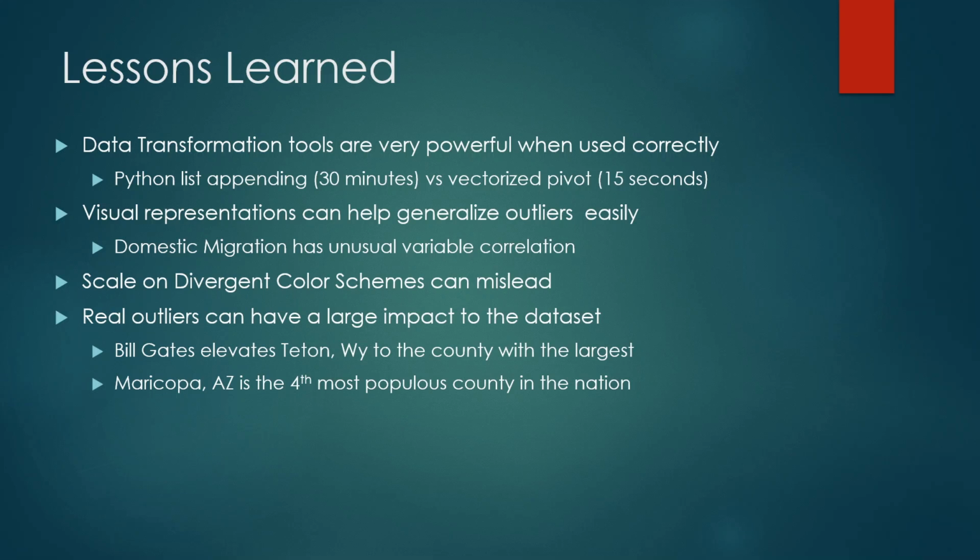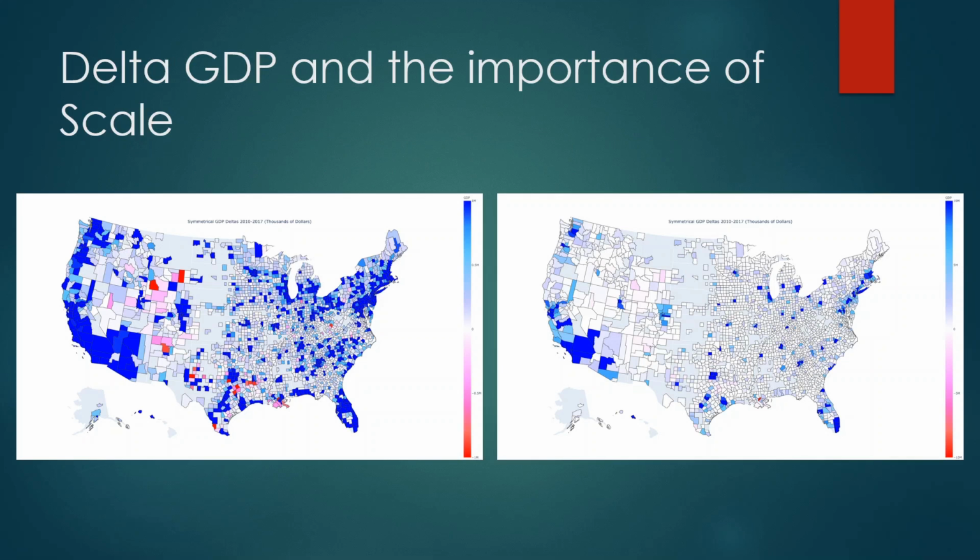One of my most favorite lessons that I learned from this was that data transformation tools are very powerful if used correctly, and if you're just kind of monkeying around and not knowing what you're trying to do, you can end up doing something that takes a very long time. I had a certain transformation I needed to do that if I ran the program one way, it took 30 minutes. If I ran it another way, it took 15 seconds. The other realization that I had stands out very much, I think, on the next slide: these two graphs are the exact same data. So the scale of a divergent choropleth map matters an awful lot.